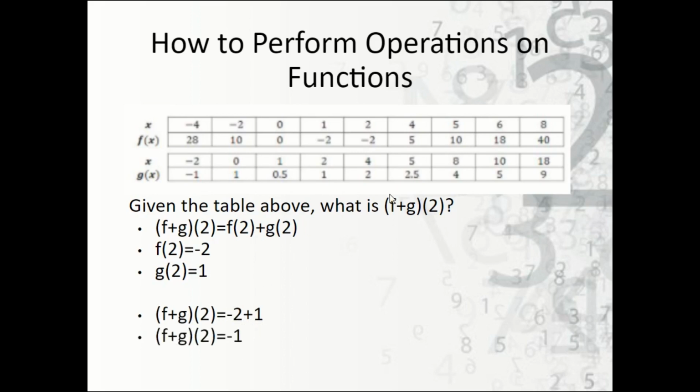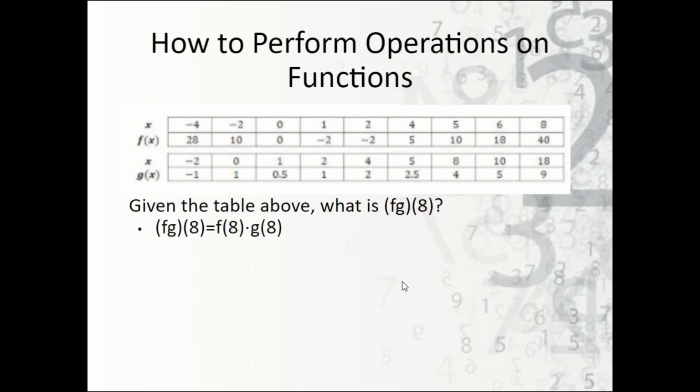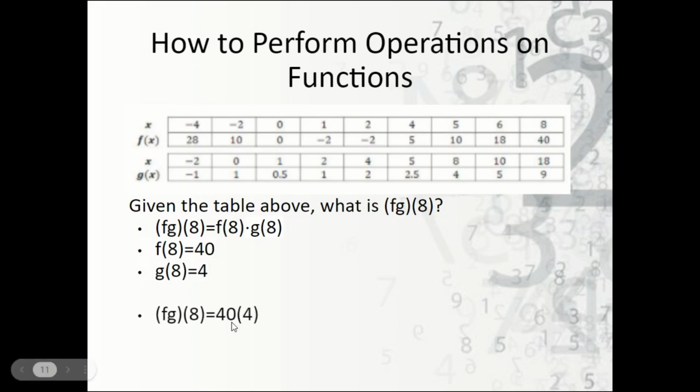So when you see f plus g or f minus g or anything like that, really what that's saying is we're going to take f of this value, then whatever operation is there, and then g of that number. So let's see another example of this. This time we have fg of 8. Well, fg just means multiplication, so we can break that up and it becomes f of 8 times g of 8. So f of 8 in this case is 40, and g of 8 is right here, which is 4. So now we just multiply these together and we get 40 times 4, which is 160.